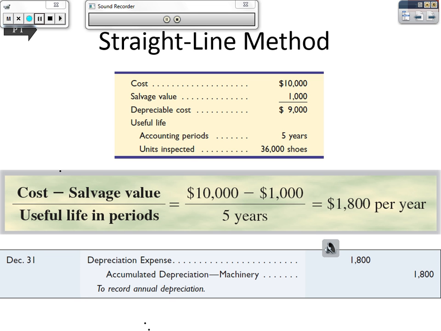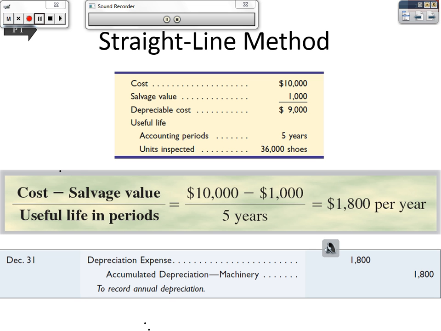So in this example, the cost of this asset was 10,000, with a salvage value of 1,000. How many useful years? 5 years. So that came out to about 1,800 per year. And this journal entry down here is just showing us recording annual depreciation by debiting depreciation expense and crediting accumulated depreciation. Now, how many of you have heard of accumulated depreciation? Do you know what it is? Do you remember from Financial Accounting 1, contra asset?